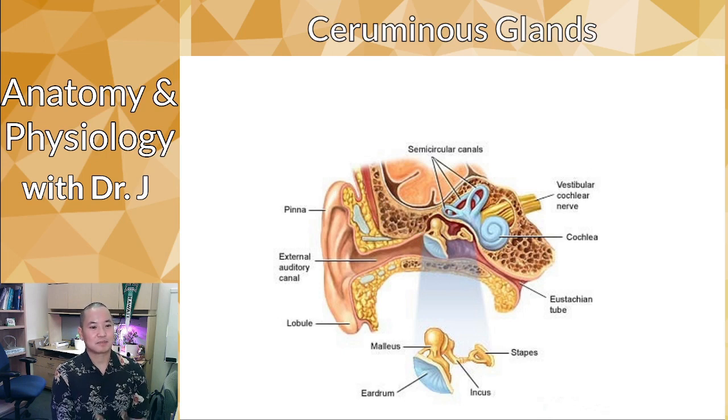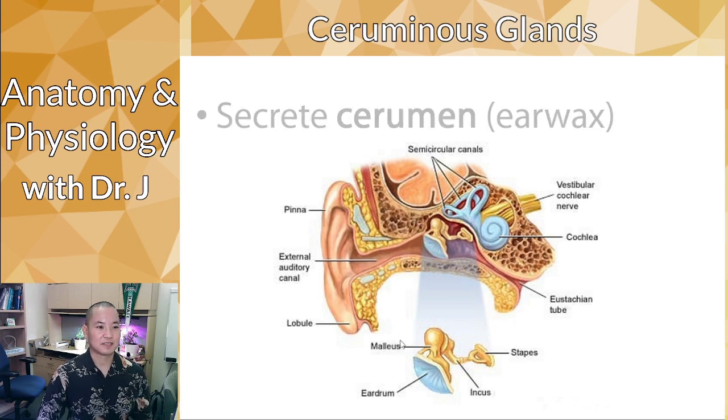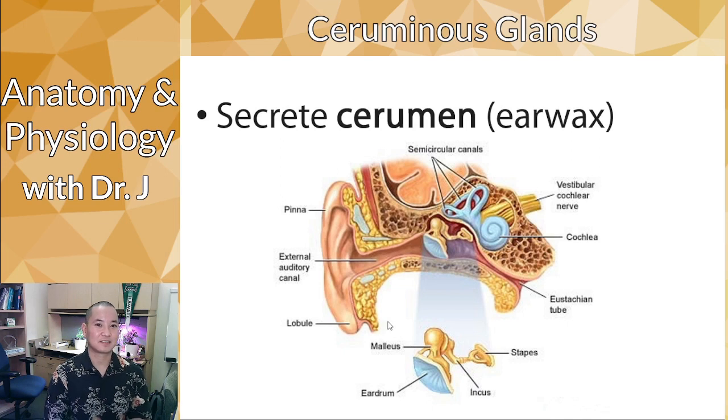All right, ceruminous glands. So these are very special glands, and where are they located? Well, this is a cross section of the ear. So we're seeing a frontal section and the ear hole, the ear canal. So this is the external auditory canal, and you produce cerumen. Cerumen is the medical term for earwax.